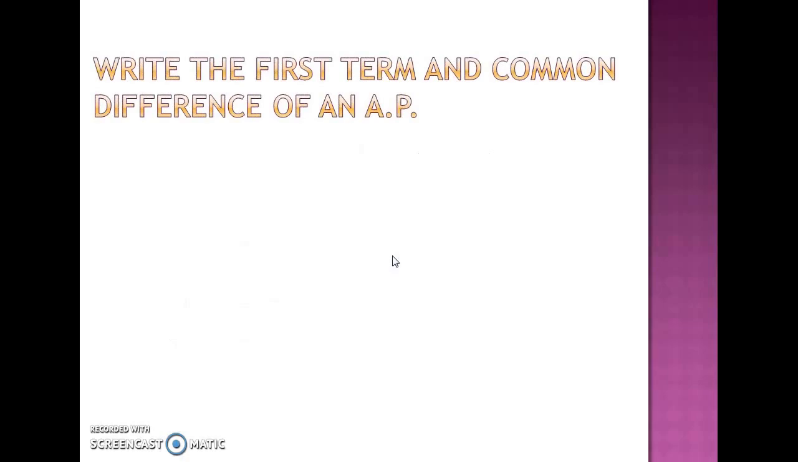Let us solve some questions given in your textbook. The question is, write the first term and common difference of an AP. Look at the sequence 3, 1, minus 1, minus 3, etc. Now you already understood the concept. So here, the first term, that is A, is 3, and we should find D, that is the common difference, by using the formula A2 minus A1 or A3 minus A2.